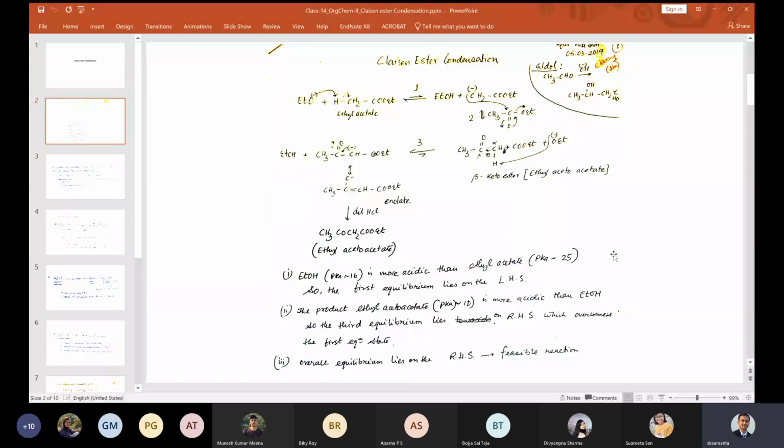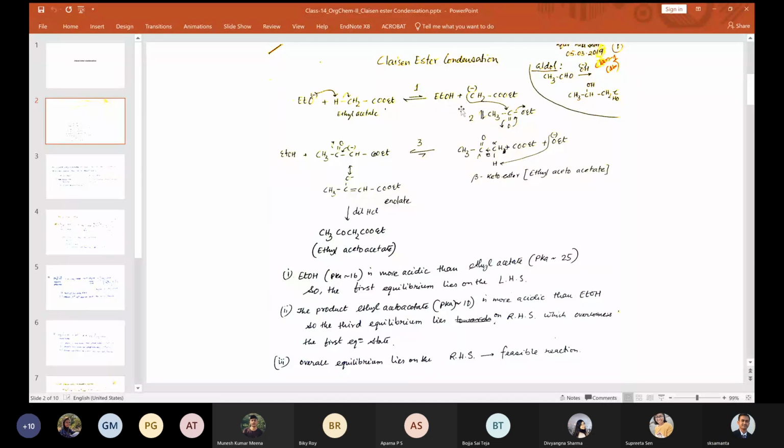So which one will be in the basic form, or which one will remain in the negative charge? What I mean here is that ethanol is more acidic than this one. So definitely this negative charge would like to pick up this proton and remain in this form, correct? Because this is more acidic than this one. So then definitely this contribution would be more, isn't it? So the first equilibrium mostly lies towards the left hand side.